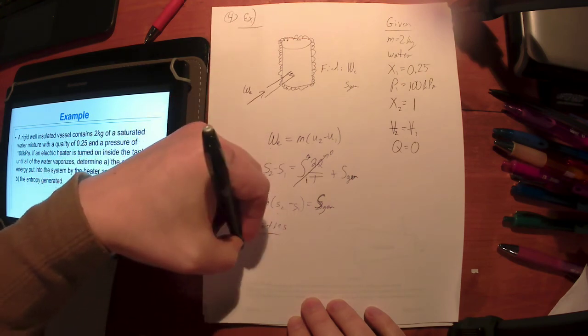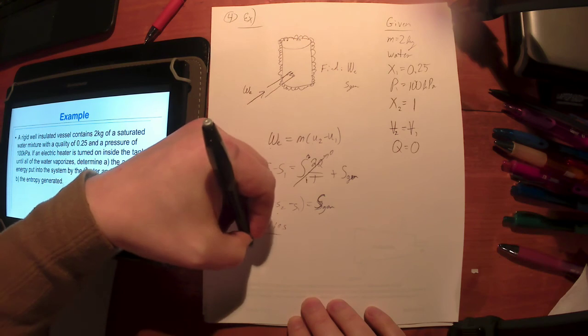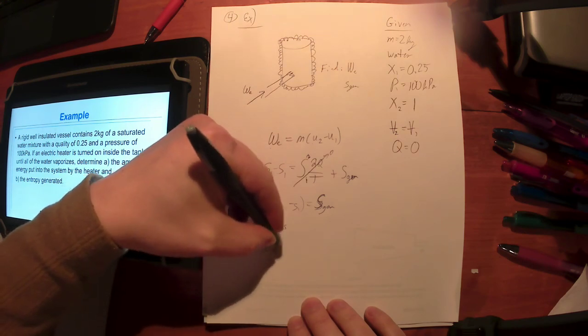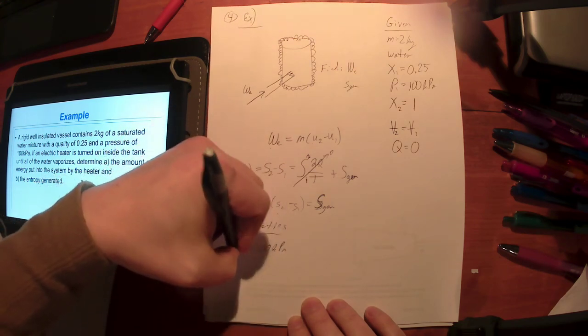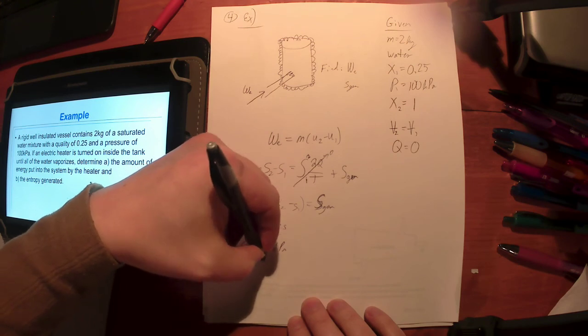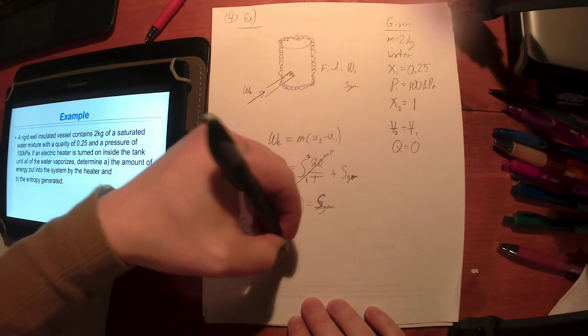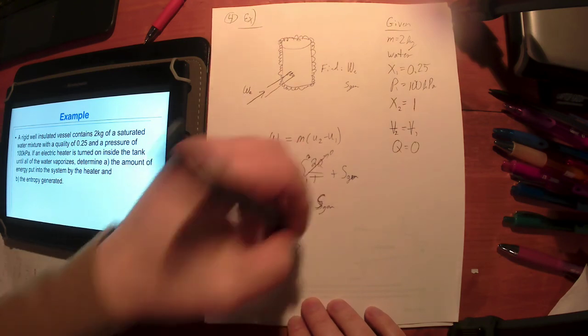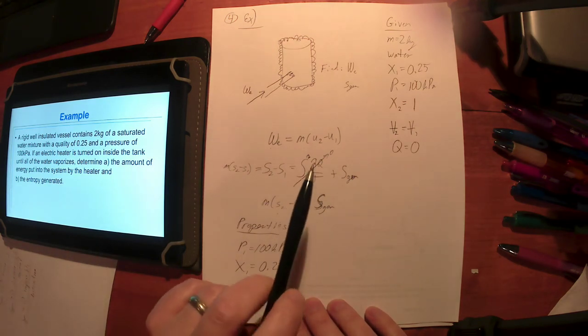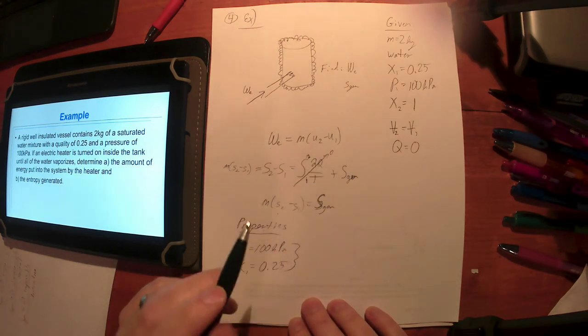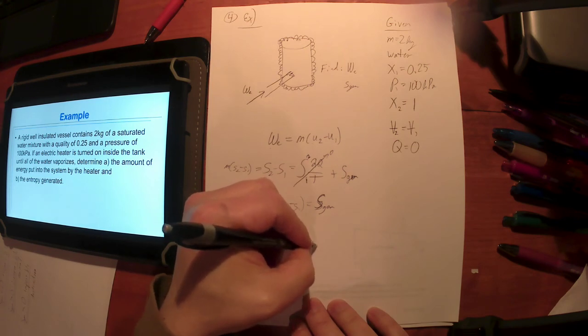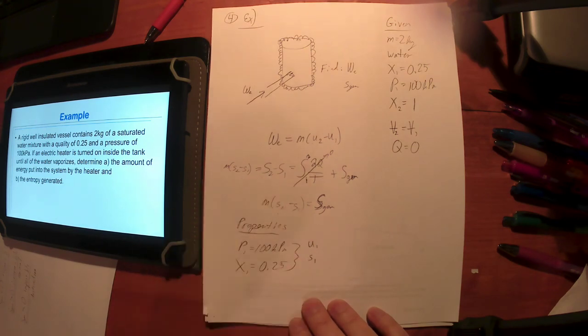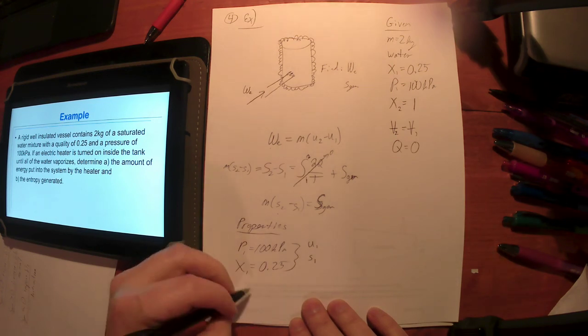So what do we know about state 1? Well, I know P1, 100 kilopascals, it's water, and I know the initial quality is 0.25. So with that, what do we need here? For sure I'm going to need U1, and I'm going to need S1. Okay? All right, let's talk about state 2.